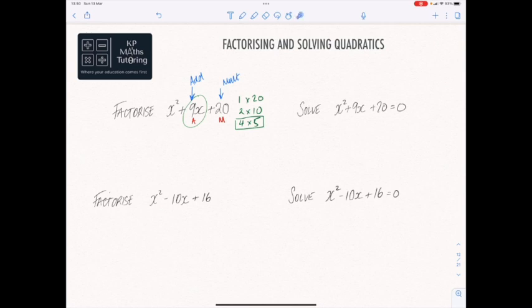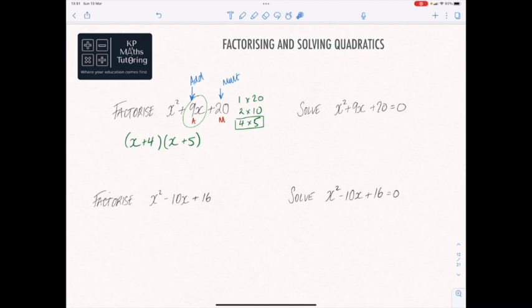Now I know this one's a little bit easier because they're both positive, so I don't need to think about any negative numbers. Then you open up your two sets of brackets, put an x in both, and put plus 4 and plus 5, and that is now factorised. Remembering that factorise means put back into brackets. You can identify that this is a quadratic because it's got an x squared, an x value, and a number, so there are 3 parts to it. There are some variations on this, but I'll explain those a little bit later on.